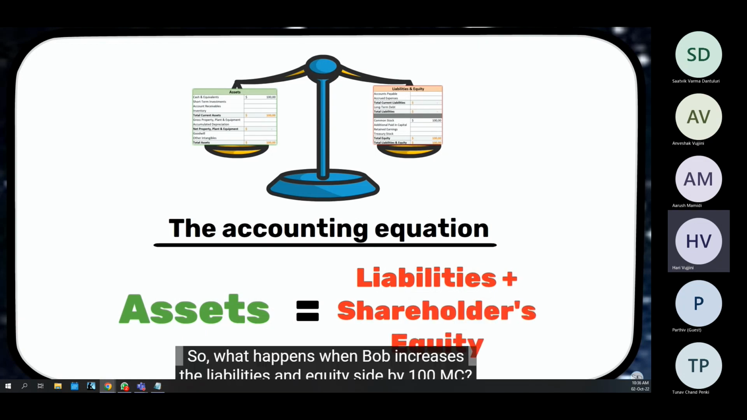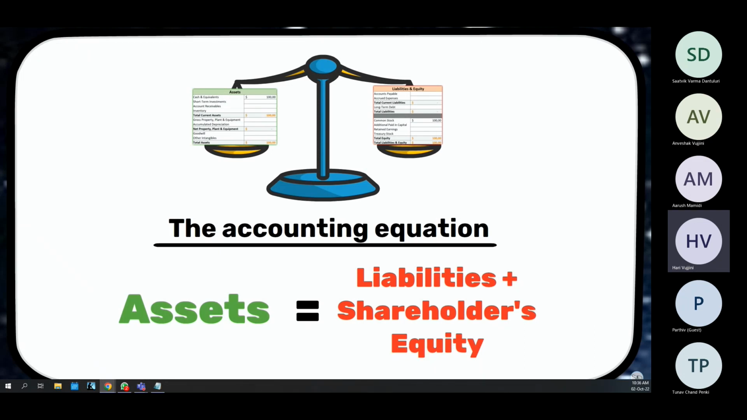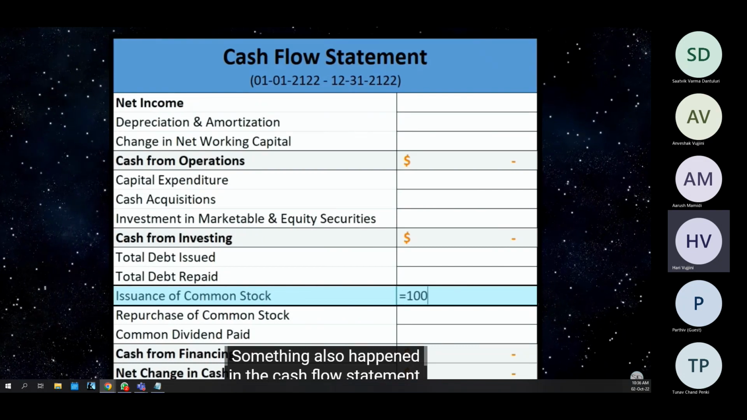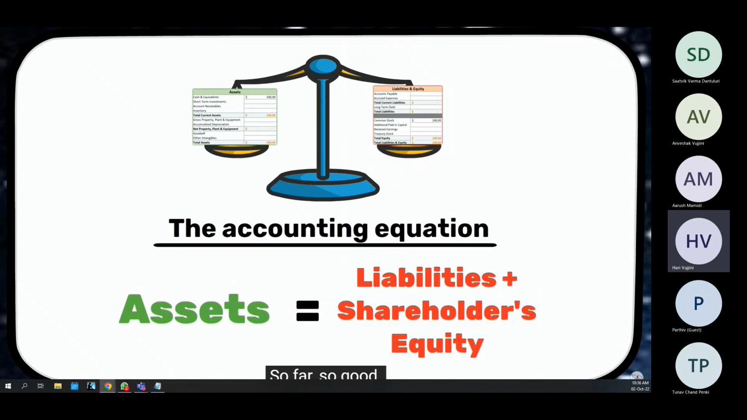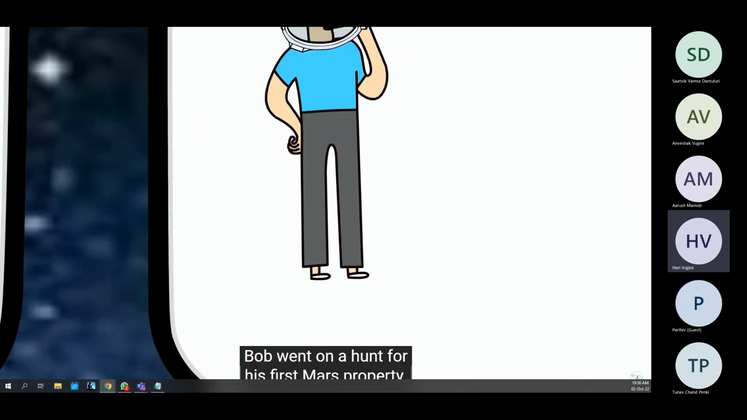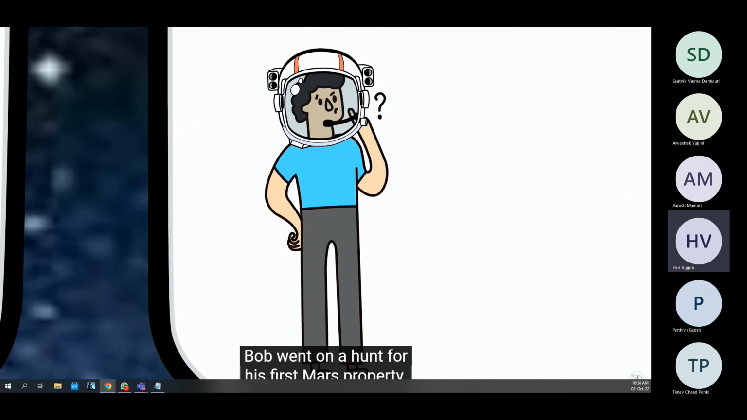So, what happens when Bob increases the liabilities and equity side by 100 MC? That's right. He must also increase the other side, the asset side. Something also happened in the cash flow statement, but we'll get to that. So far, so good. Bob went on a hunt for his first Mars property.